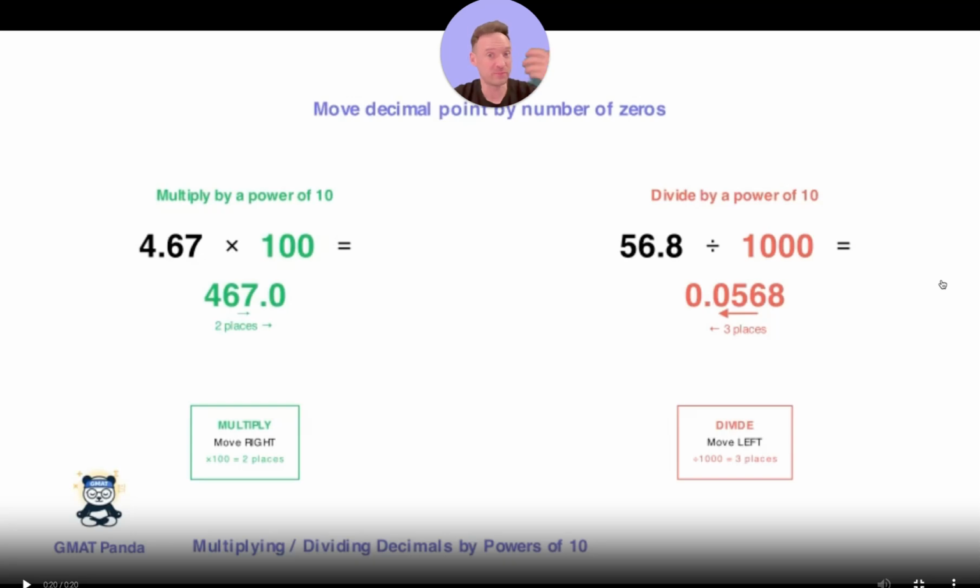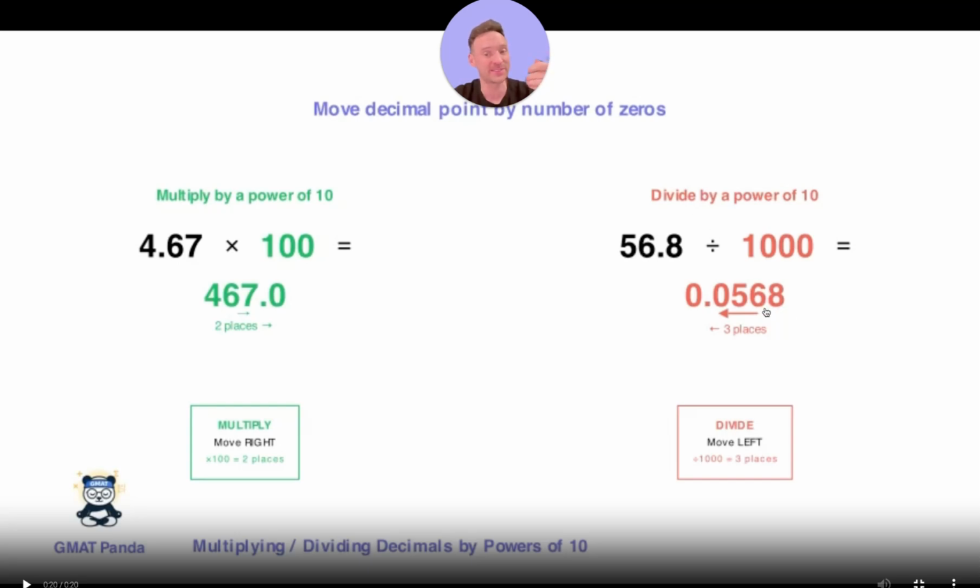For division, it's the same thing, but to the left. So in this case, we're starting with 56.8. We're dividing by 1,000. So in this case, we're dividing, so we have to go to the left. And we have 3 zeros in 1,000, so we have to move the decimal point 3 places to the left.